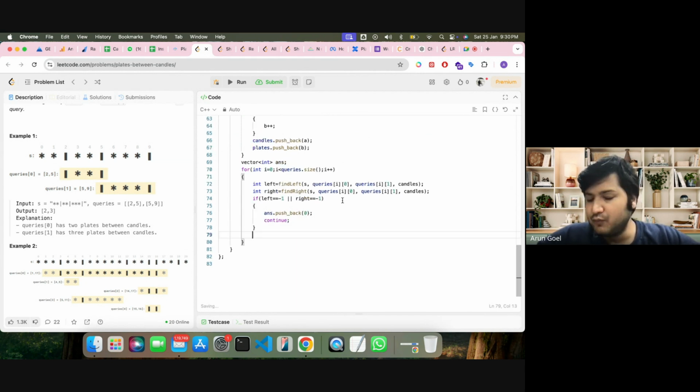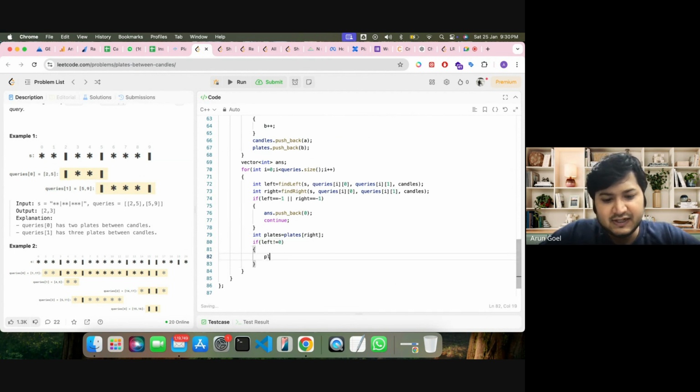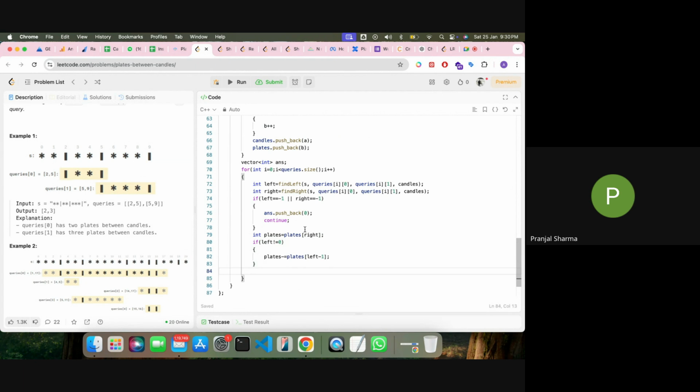Whereas means both have some legit values. So what do we have to do? We have to find int plates equals to, first of all, where is the array? It is plates of right. If my left is not equals to 0, then plates minus equals to v, sorry, plates of left minus 1. But what if left contains 2 candles?